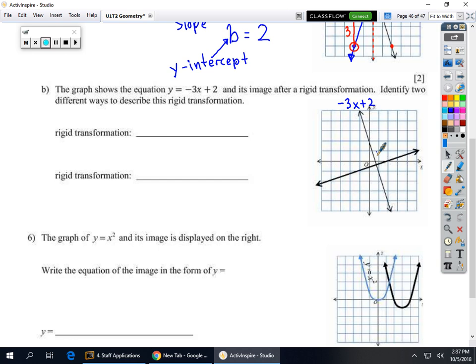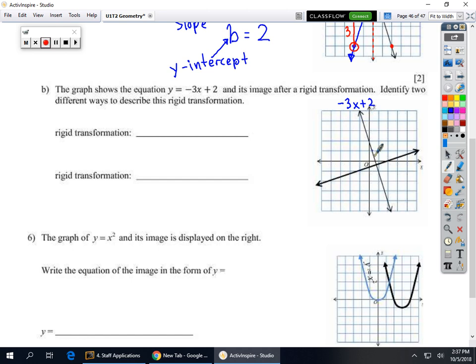It possibly could be a reflection, but it's not a simple one. It's not a reflection over x. It's not a reflection over y or any of the other lines. I don't think I could personally tell what type of reflection this is either. So the way we want to describe this rigid transformation is actually via rotations.